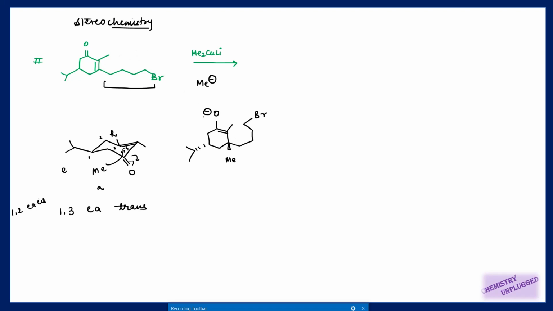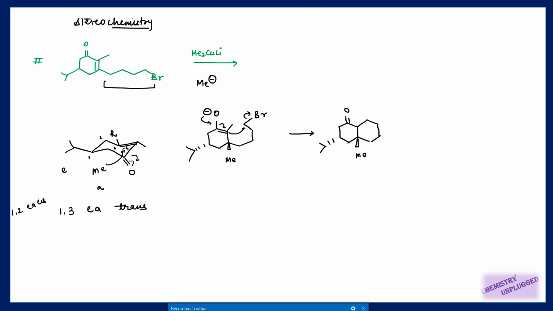And when this negative charge comes back, it will attack on this Br. So I will get a six-membered ring here, right? This methyl will go above the plane. Now what about the stereochemistry of this methyl?